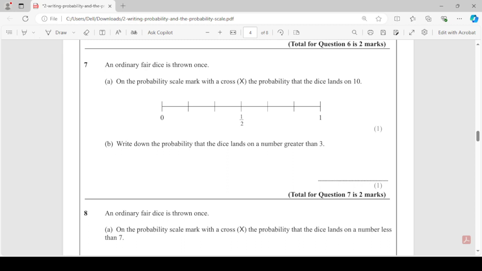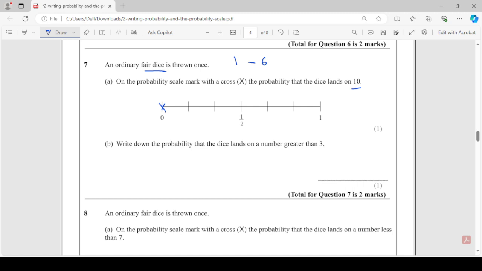Question 7. An ordinary fair dice is thrown once. On the probability scale, mark with a cross the probability that the dice lands on 10. You cannot get a 10 if you are rolling a fair dice, because on a dice you only have numbers starting from 1 up to 6. So the probability of getting a 10 is 0.